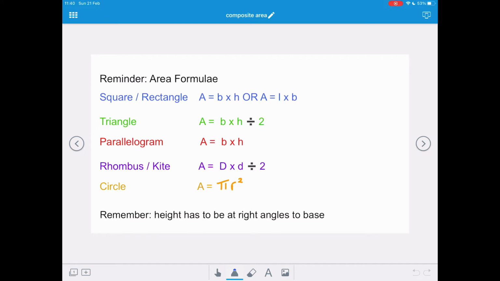For a parallelogram, our area formula is area equals base times height, so A equals B times H. With a rhombus or kite, we're not using the lengths of the sides, we're using the lengths of the diagonals. So area equals the big diagonal multiplied by the small diagonal divided by 2. So A equals big D times little d divided by 2. And finally, the area of a circle is area equals pi times the radius squared. And that means that A equals pi r squared, where pi is 3.14 and r squared means r times r. Remember, the height has to be at right angles to the base.